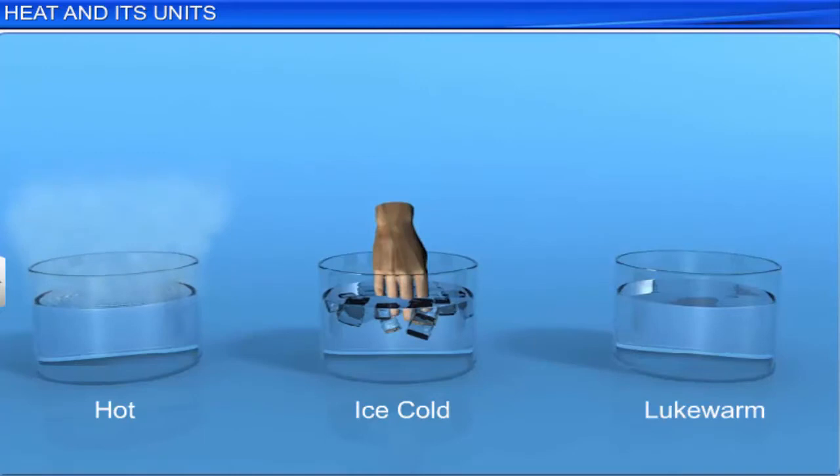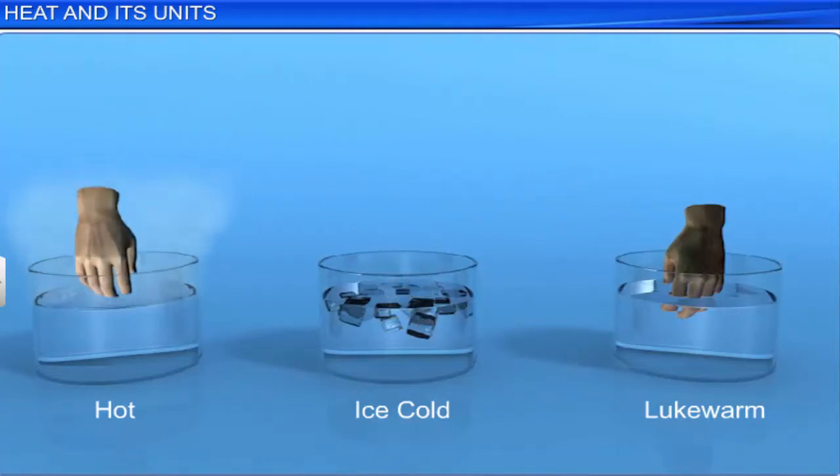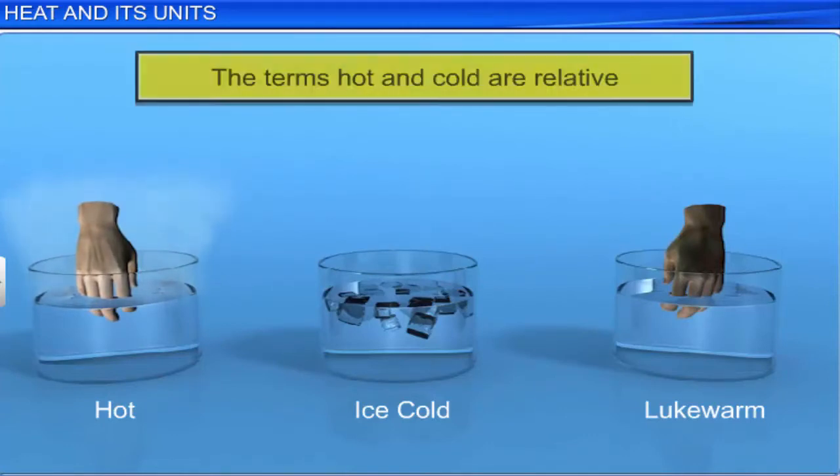Place your right hand in the vessel with ice-cold water and your left hand in the vessel with lukewarm water. You feel that your right hand is cooler than the left hand. Take out the right hand from the vessel with ice-cold water and place it in the vessel with hot water, keeping the left hand in the vessel with lukewarm water only. Now, you feel that your right hand is hotter than the left hand. Thus, the terms hot and cold are relative.